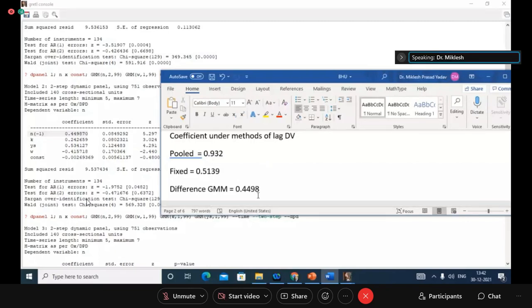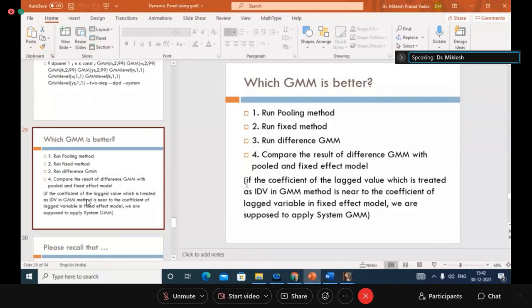So we have considered the coefficients of lag 1 of DV as per all three methods: pooled method, fixed effect, and difference GMM, like 0.932, 0.5139, 0.4498. What next? Then we have to compare the result of difference GMM with the pooled and fixed effect model.